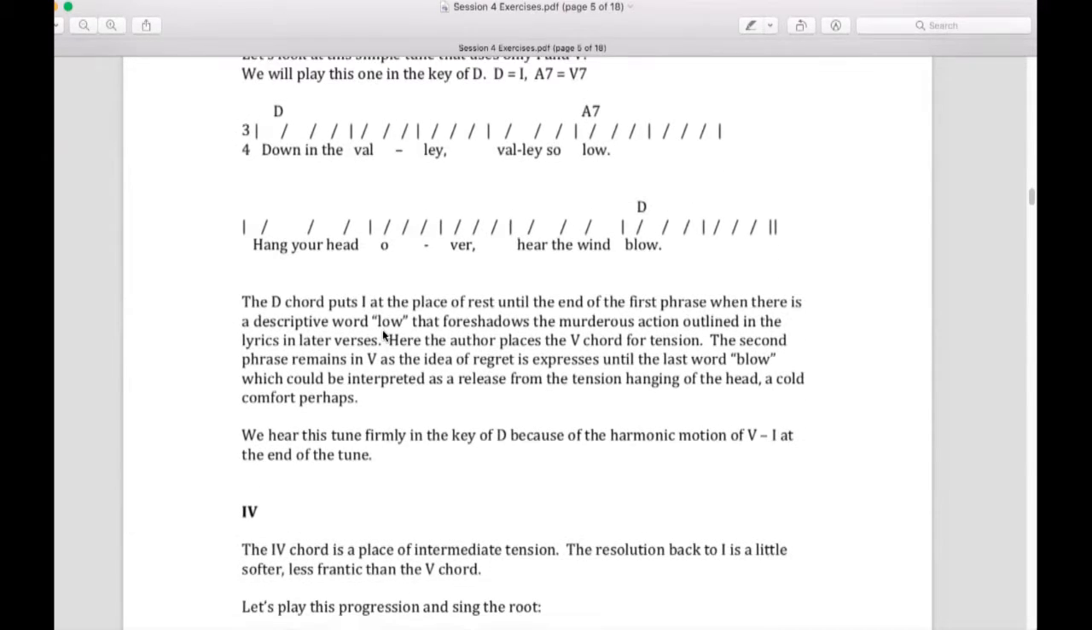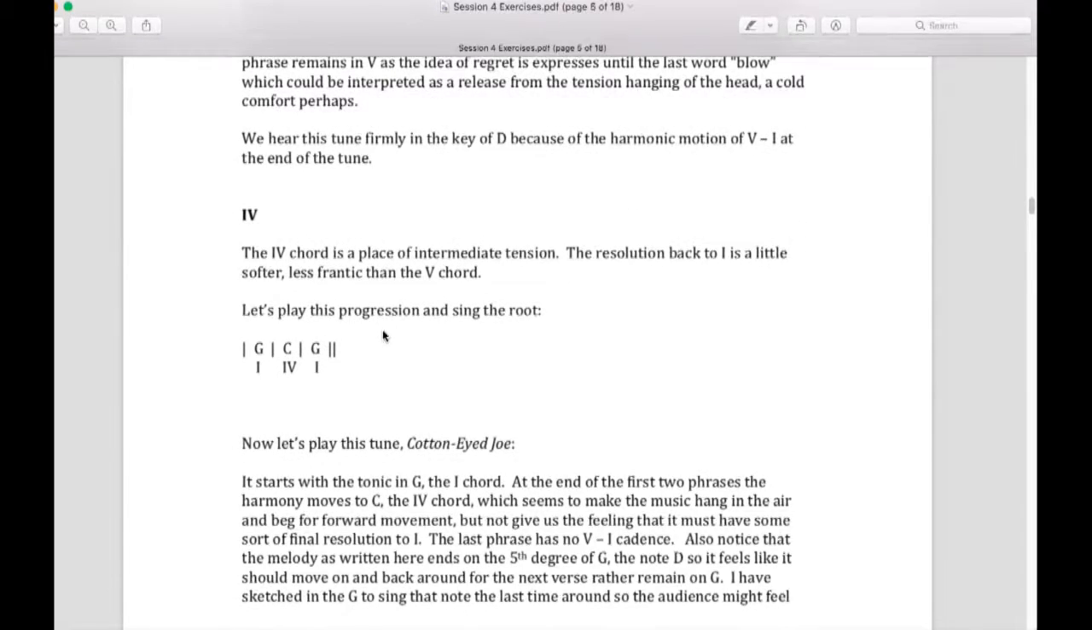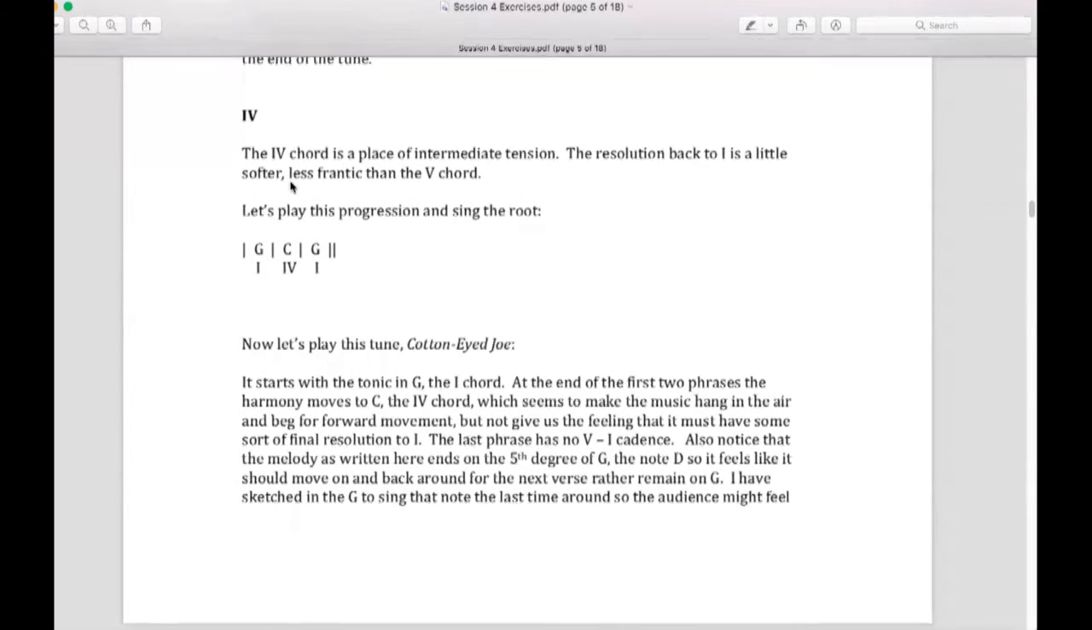Okay, we move on. So the 4 chord is a place of intermediate tension. The resolution back to 1 is a little softer and less frantic than the 5 chord. I often hear it as the Protestant amen. If you went to the Protestant church and sang your hymns, you'd always hear this 1, 4, 1, amen.